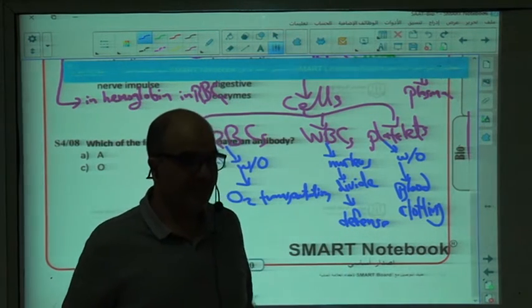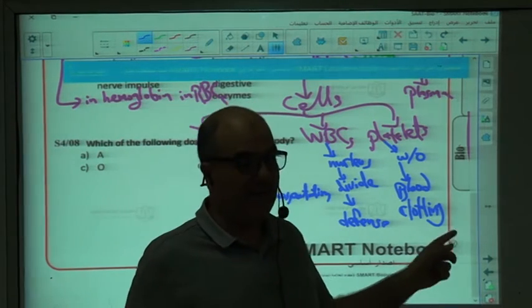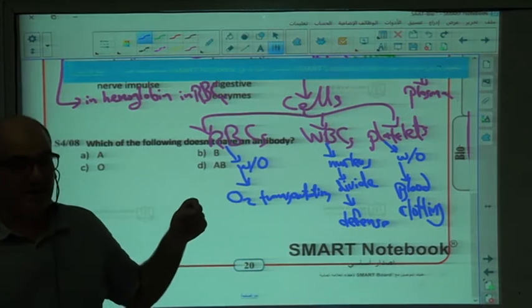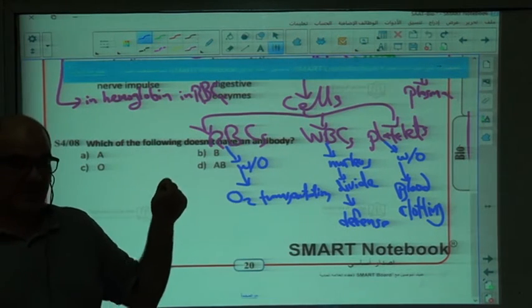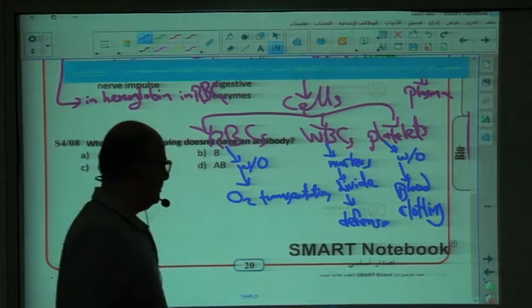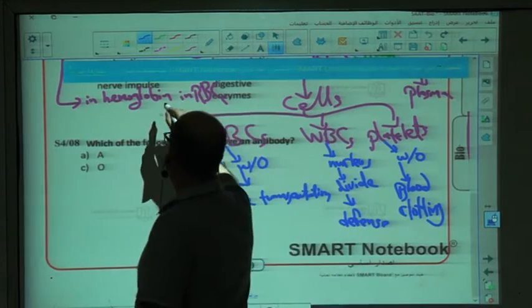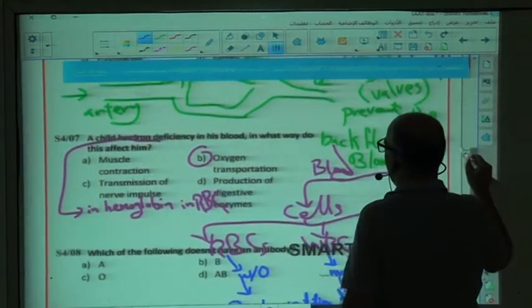AIDS feeds on the white blood cells, right? We will talk about it. Its receptors are found on the helper T cells, which are part of the immune system, the most important part of the immune system. So the answer here, guys, what? We answered it or not? Yes, oxygen.